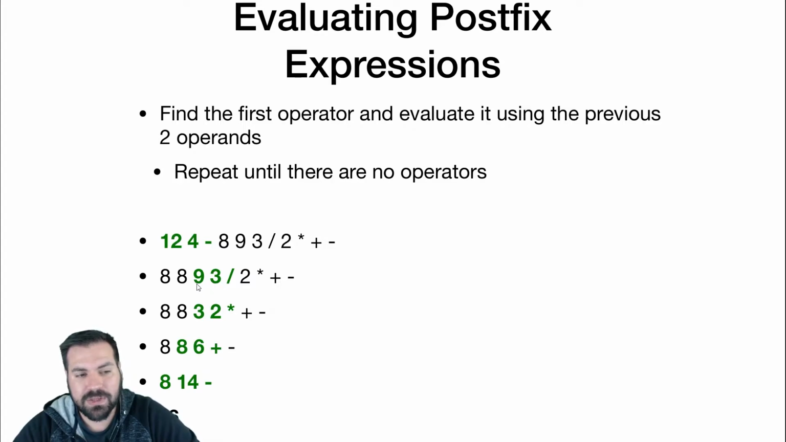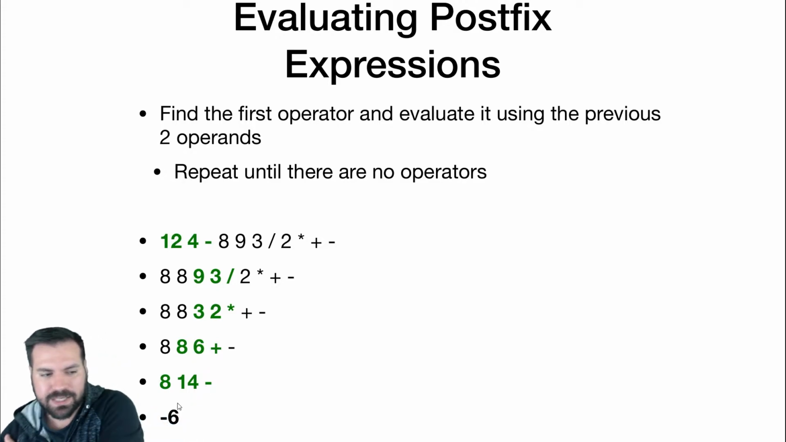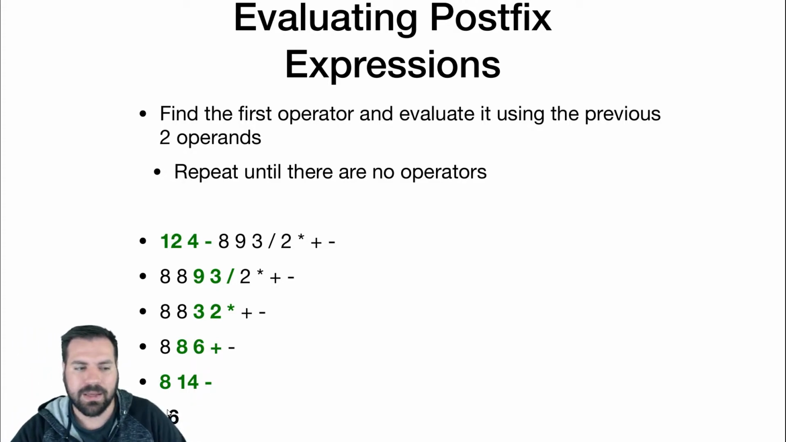Previous two values, those are the operands. 9 divided by 3, that's 3. Find another operator, multiplication, 3 times 2 is 6. We find an addition, 8 plus 6 is 14. And then we find another operator, 8 minus 14 is negative 6. And we get the same evaluation.